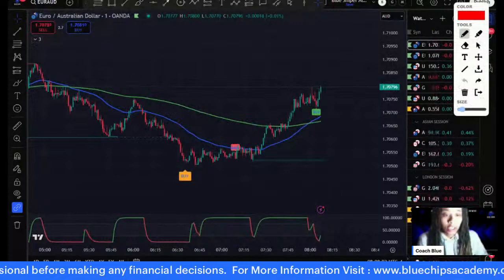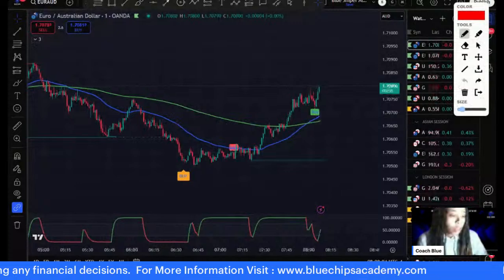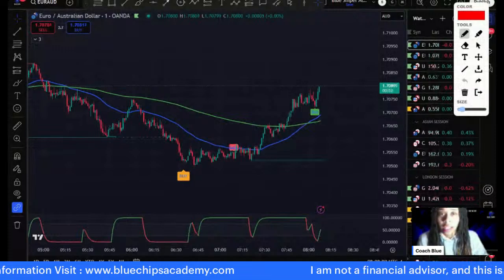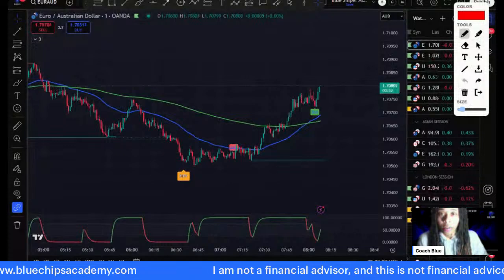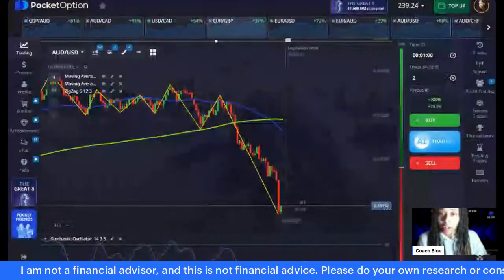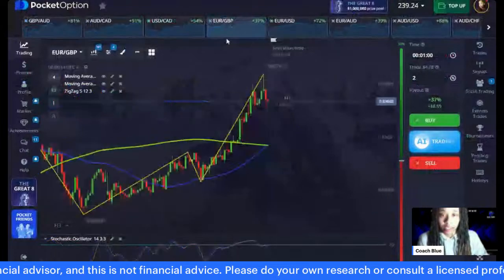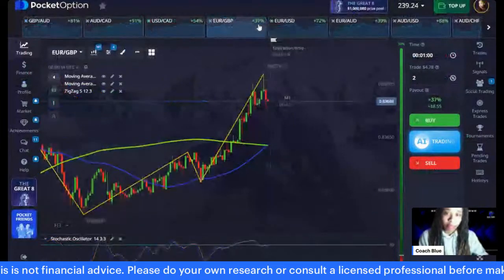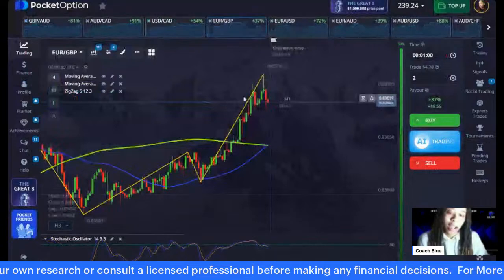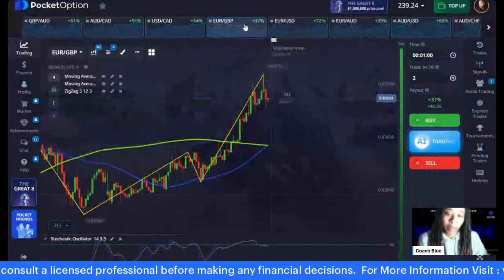We're getting an alert here, Euro GBP for a sell. Let's go take a look at it. We're going to go right to Pocket Option here. Also you want to keep in mind that high percentage. Euro GBP is at 37%. If it's not 70% or more, I'm not going to take it. Even though this was a good little setup right here, I'm not going to take that.